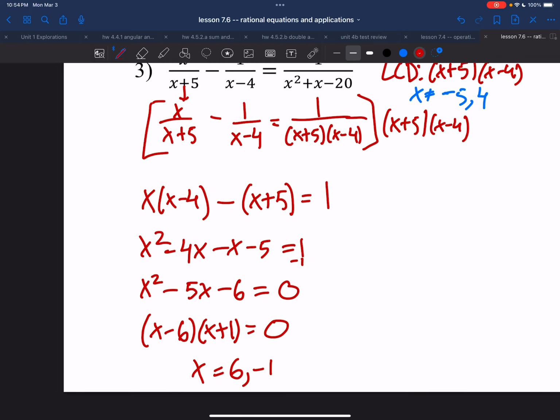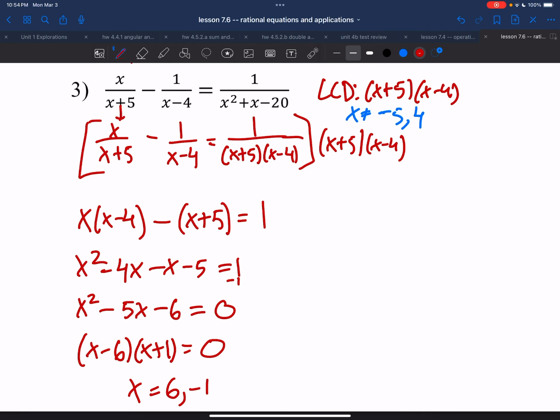And if I go back up to my LCD and all this stuff in blue, what should I not be? I shouldn't be negative 5 or 4, but 6 and negative 1 aren't that. So we're fine. We're chilling. Yay! Oh my gosh. Happiness, right? We're so happy. We're so joyful.